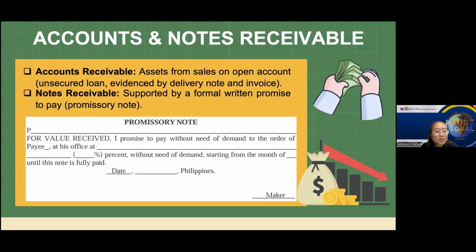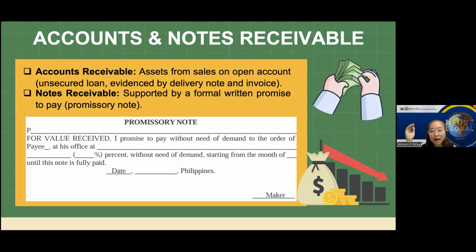Notes receivables, money owed by customers with a formal written promise to pay called a promissory note, the one that you are seeing on the screen. So technically, it is more secure than accounts receivable because it includes specific payment terms. Example, a motorcycle dealer sells a motorbike on an installment basis and requires the buyer to sign a promissory note agreeing to pay 5,000 per month for 1 year. This is recorded as notes receivable.